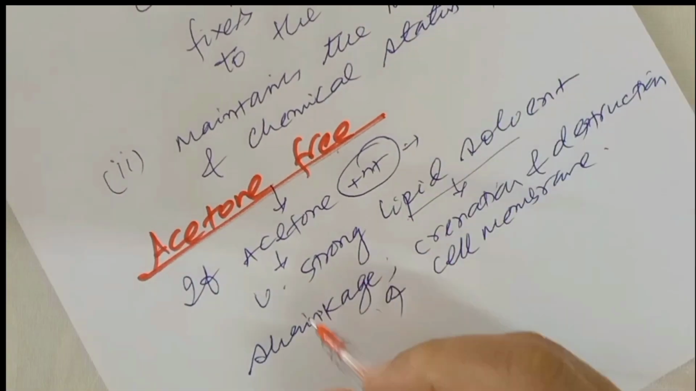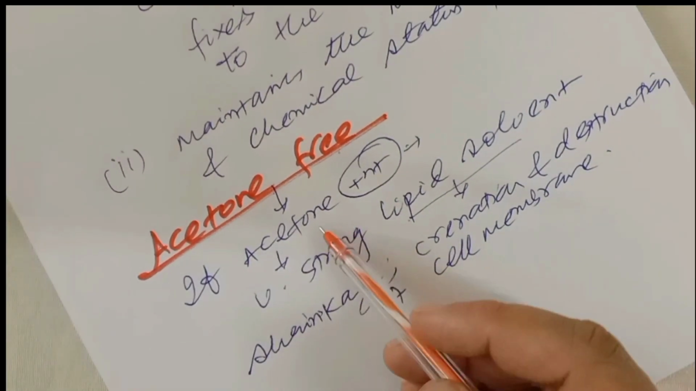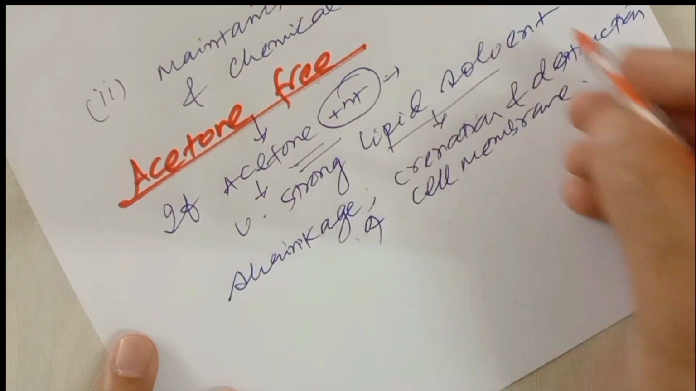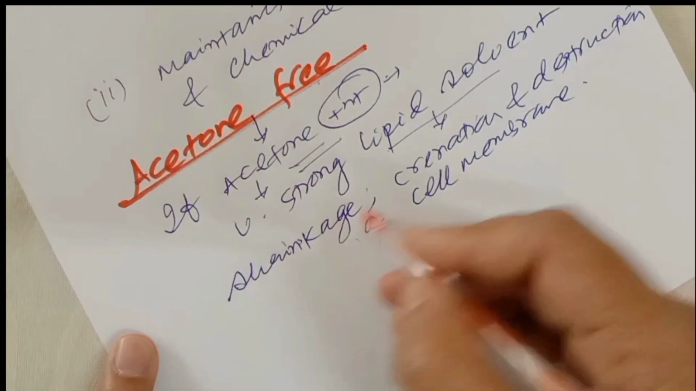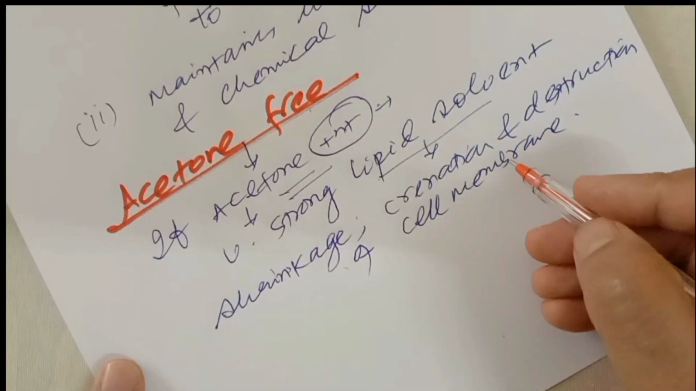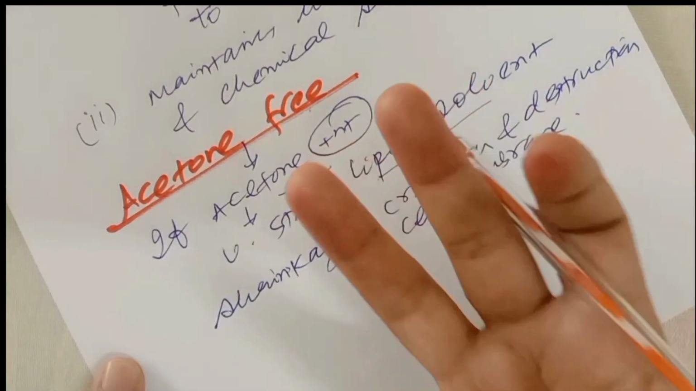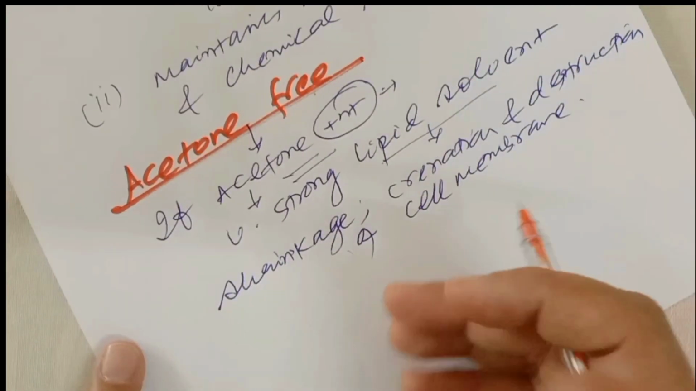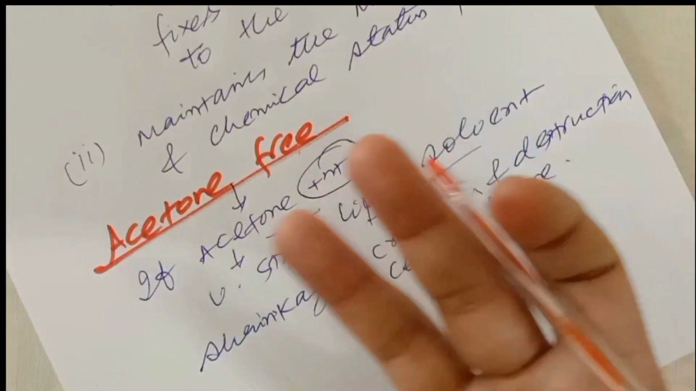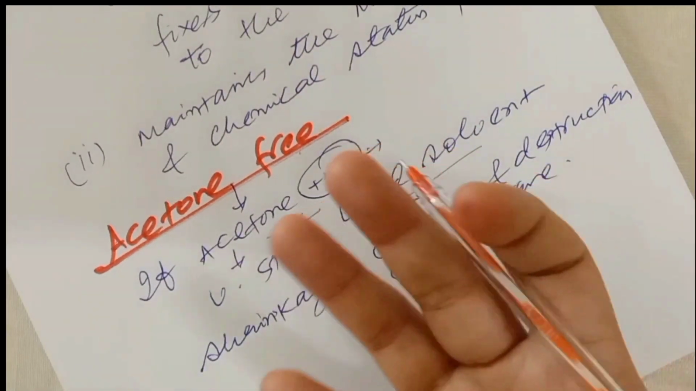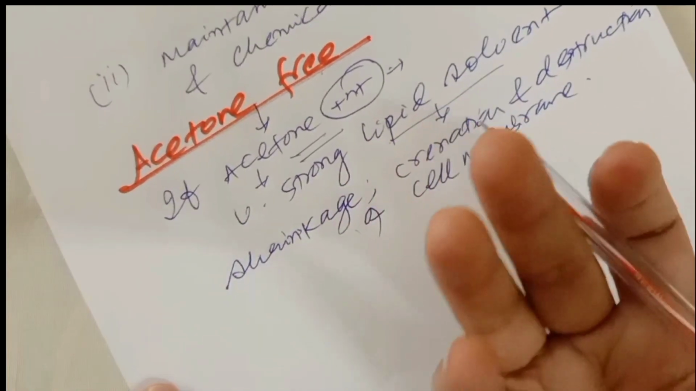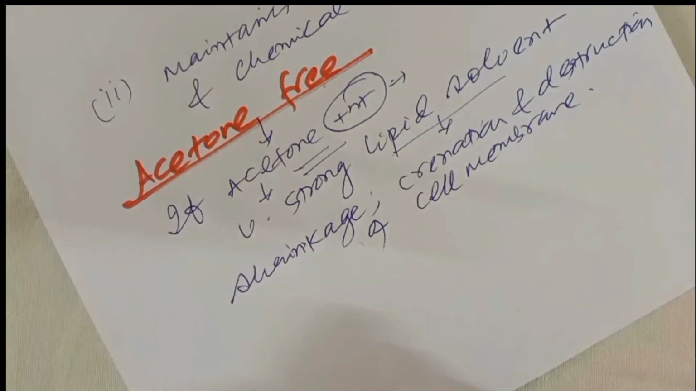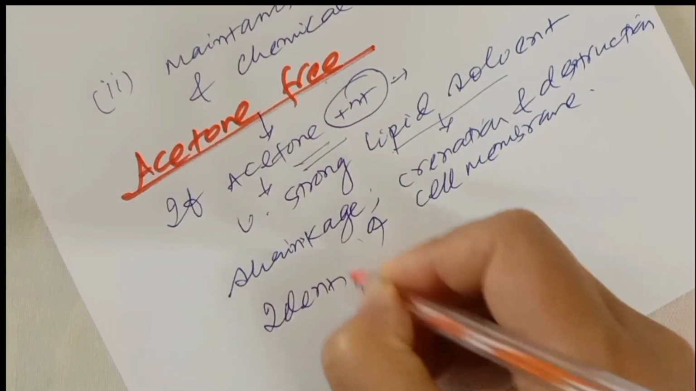So what would it cause? If acetone were present, it would cause shrinkage of the blood cells, and crenation and destruction of the cell membrane, so the identification of the different blood cells would have been difficult. Ultimately, the ultimate purpose of the smear we make with Leishman stain is the identification of different blood cells. Okay, so it would have been difficult.